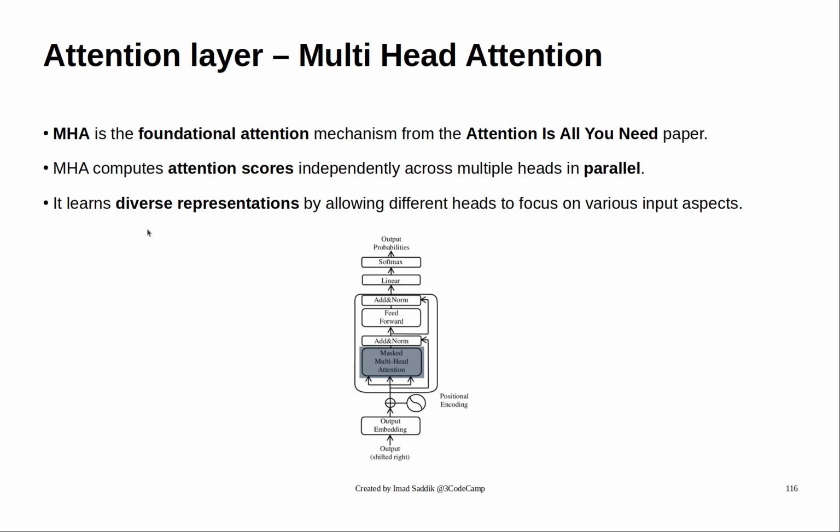The answer to that question is that when we use multiple heads, the model learns diverse representations because each head focuses on various input aspects. So maybe this head will focus on something, the other head will focus on something else, and this will help the transformer model generalize better.